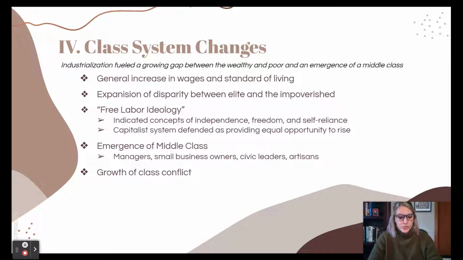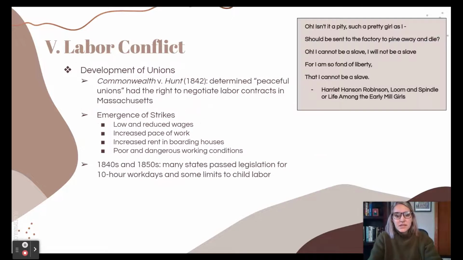And so we see different groups of people that are no longer going to be wage laborers, but they are not the wealthy, massive business owners. And so we have kind of this middle class of people that may own their own companies or may manage other workers, but they aren't the elite. And so what we see happening in this time period is a growth of class conflict. The differences between the classes become more apparent, and that leads to conflict.